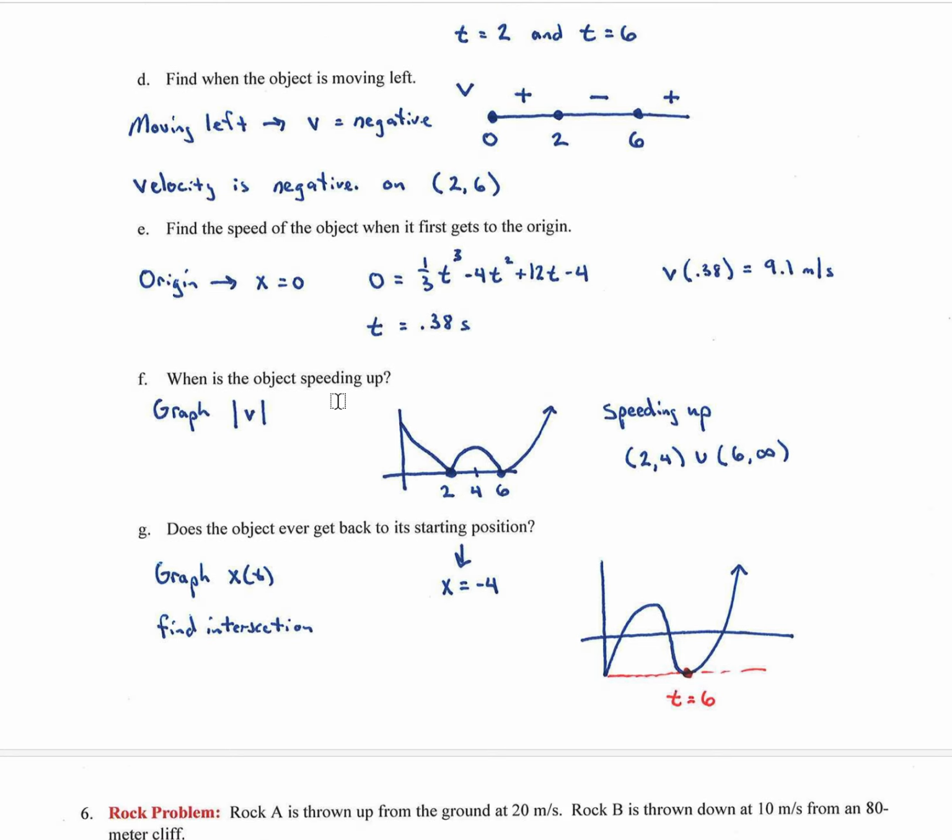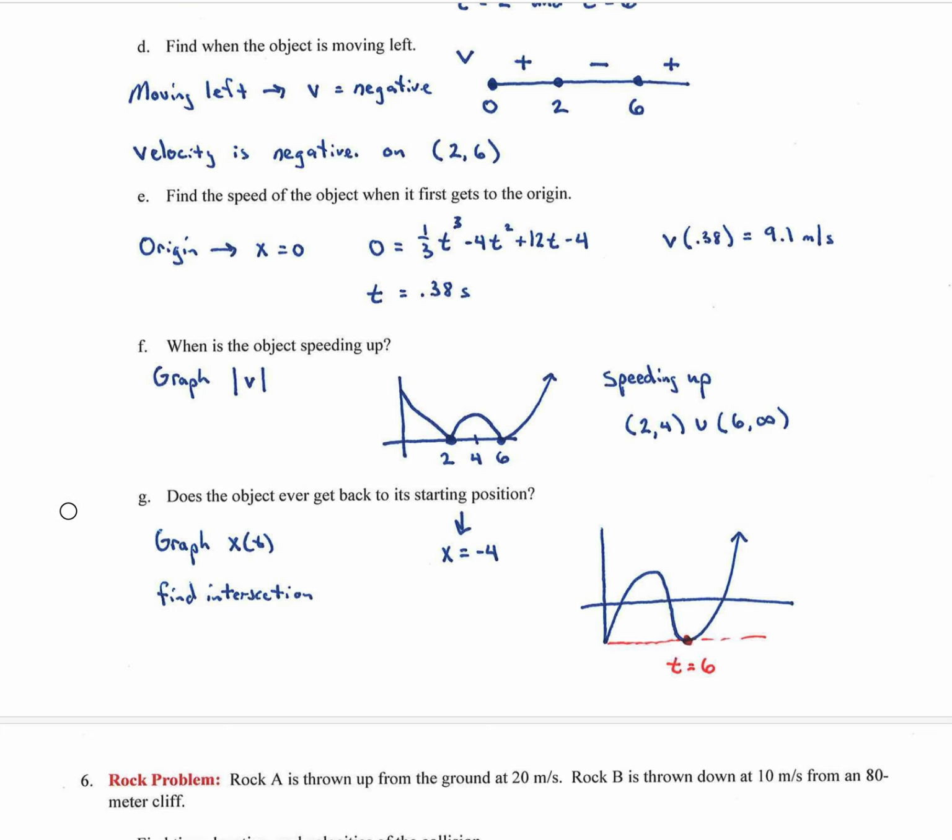When is it speeding up? Again, I took the velocity equation and I looked at the absolute value of velocity, which is speed. And when you're looking at this, it's pretty easy to tell that the speed is going up when the graph's going up. So from 2 to 4, and then from 6 to infinity. On these intervals, the graph of speed is getting bigger. It's a little harder to look at the actual regular velocity curve, but looking at the speed curve, it's easy.